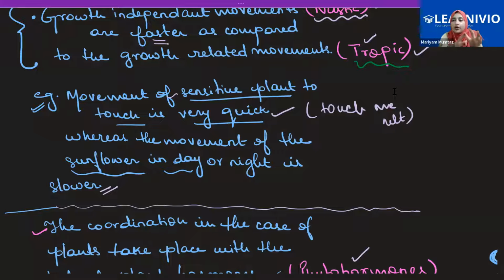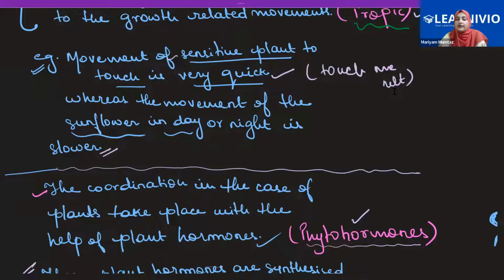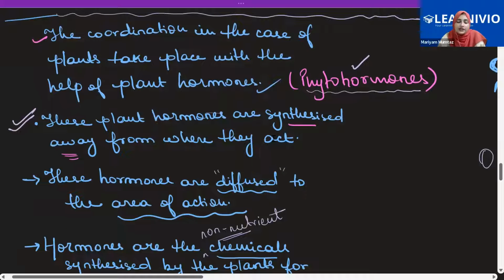Whereas when you want to observe the movement of the tropic movement, like the movement of the stem, you'd have to wait for weeks, isn't it? The growth of the stem takes weeks. Like the turning of a flower towards the sun again takes a long period of time. So always remember that the nastic movements are faster in comparison to the tropic movements. Is it clear? Does anyone have any doubts? No, ma'am. Okay.